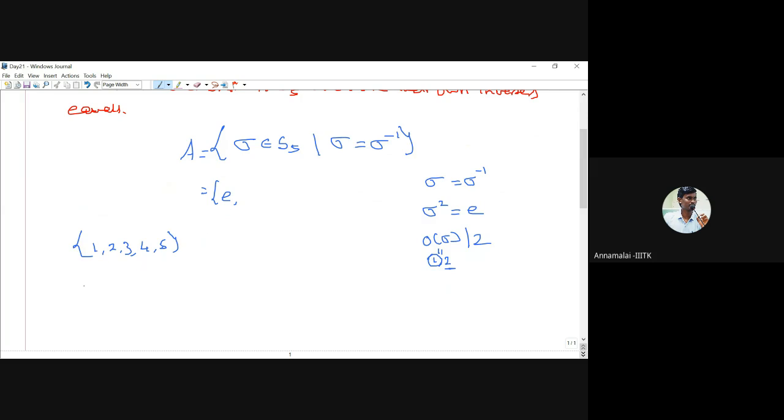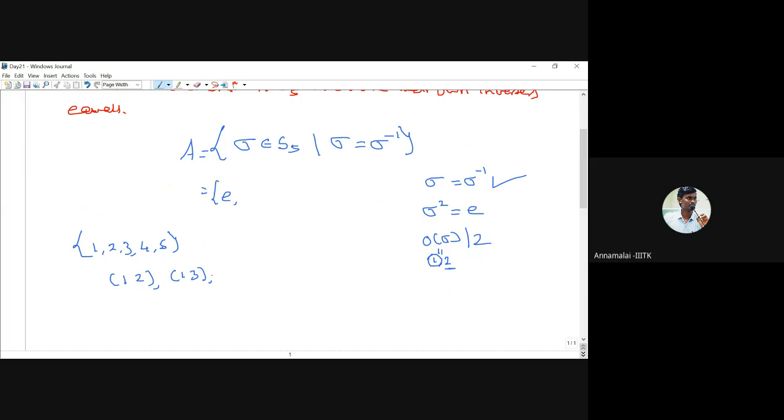Now, what are the possible permutations of length 2? Suppose I take (1 2). That is 1 goes to 2, 2 goes to 1. This is one permutation. The order of the permutation is 2, because the length is 2. Therefore, this is one element. Then you take (1 3). This is a permutation of length 2, therefore the order is 2. Therefore, this also satisfies the condition sigma equal to sigma inverse. So we have to find the number of permutations satisfying this condition. It is enough to find the number of permutations of order 2.